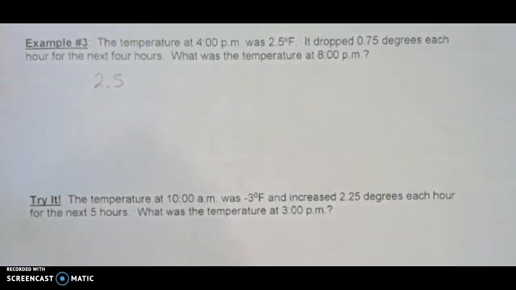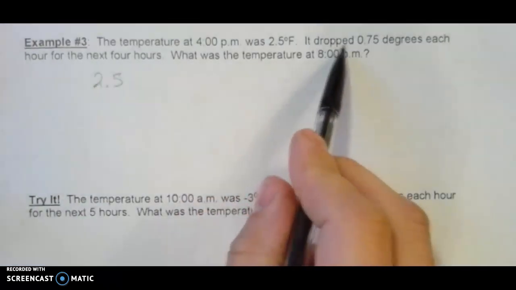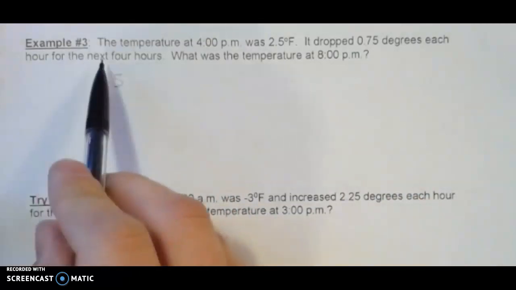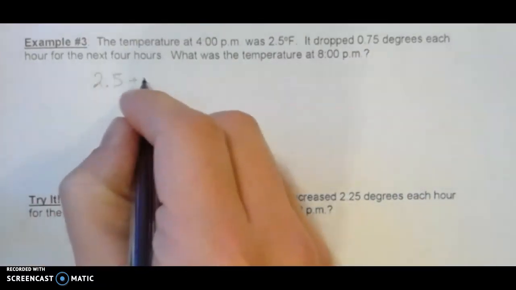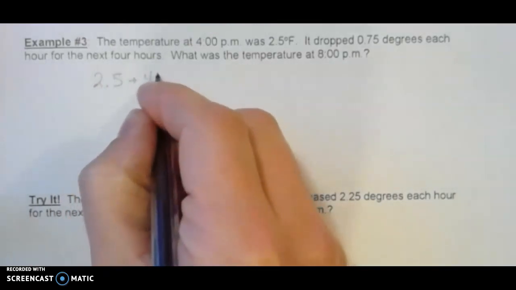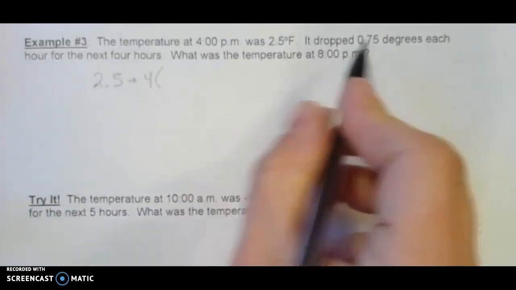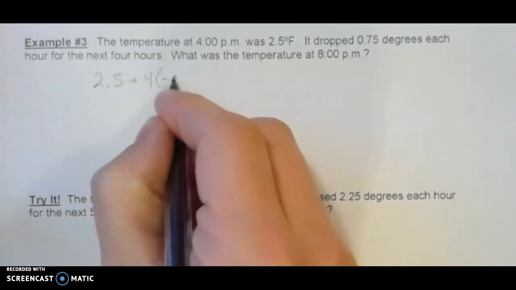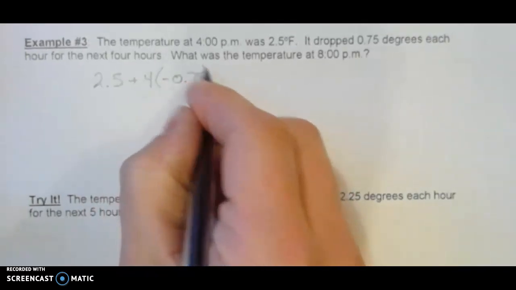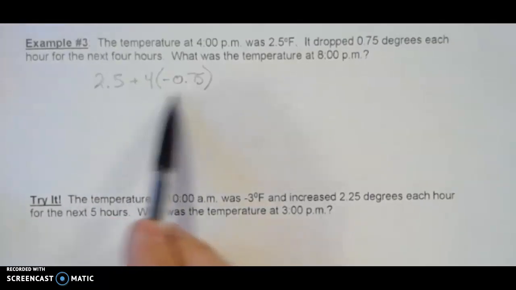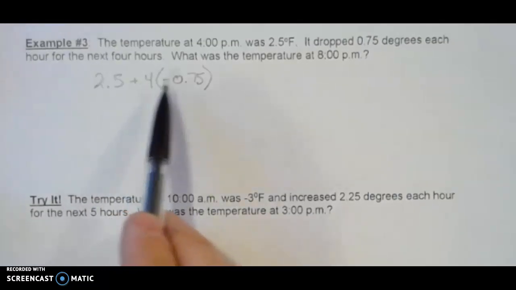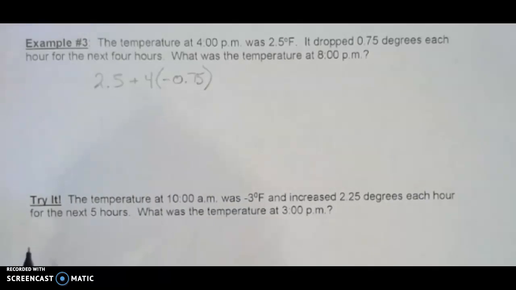All right, and then I'm going to have to figure out what the change in the temperature is going to be. They tell us that the temperature dropped 75 hundredths degrees each hour for the next 4 hours. So I'm going to say 2.5 plus 4 for the 4 hours times, if the temperature is dropping, it's going to be a negative 75 hundredths. Okay, so I first have to figure out what this change in temperature is going to be. I have to do 4 times negative 75 hundredths first.